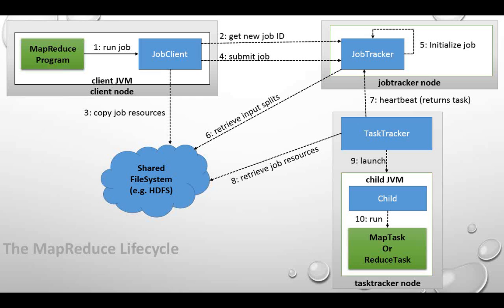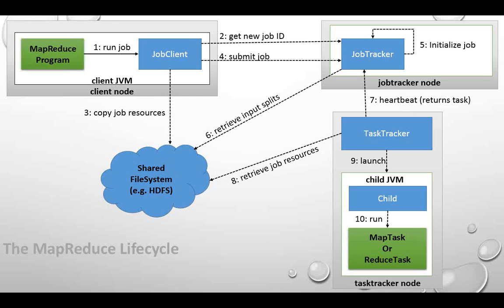Now once you get the job ID, the third thing is that it's going to copy the job resources. So for any customization that you do on your Hadoop cluster, for example, if a particular functionality is not available in Pig, and you write your own jar file, then that jar file is going to get copied onto the shared file system, that is, on the HDFS itself. So that when the job runs, it takes that resource and applies it onto the data. Once that's done, the fourth step is that it submits the job.